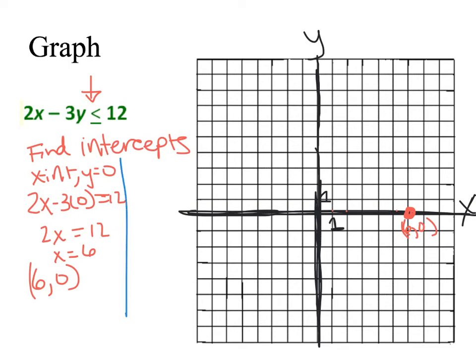Now to find my y-intercept, I'm going to switch it up. Instead of doing y equals 0, I will do x equals 0. So 2 times 0 minus 3y is equal to 12. So that's going to end up being negative 3y is equal to 12. Dividing both sides by negative 3, y will be equal to negative 4. Great. And then I want to go ahead and connect that. Since I do have the or equal to, then I can connect these with a solid line.